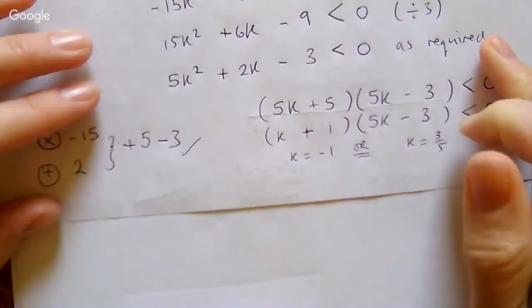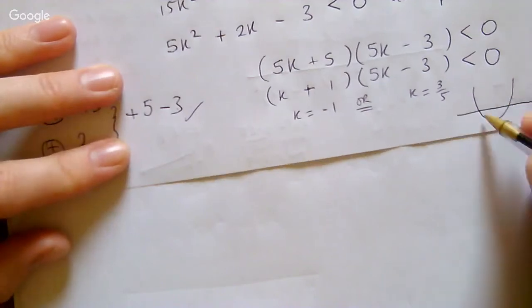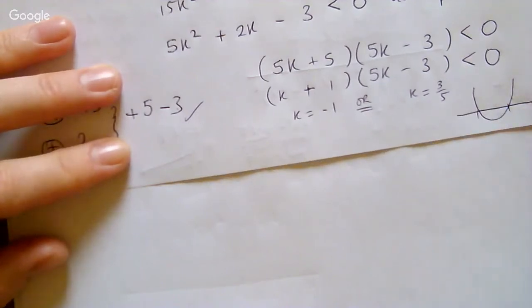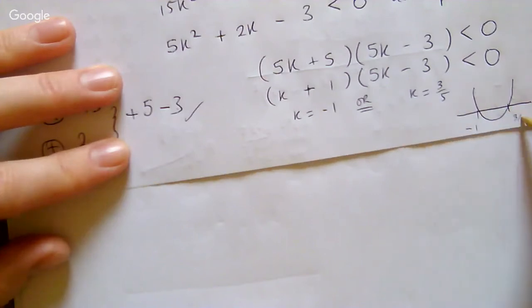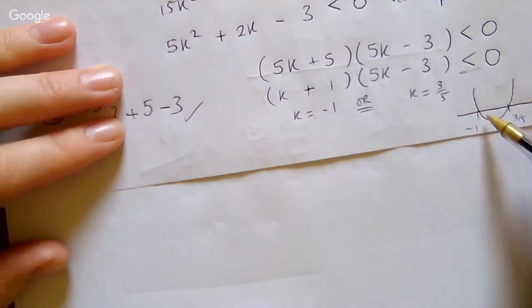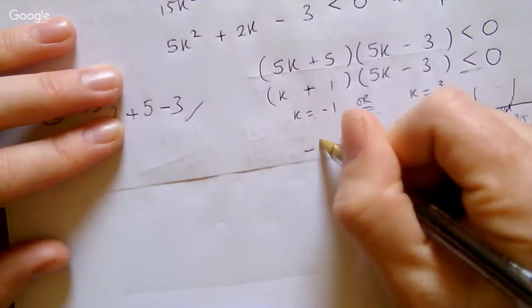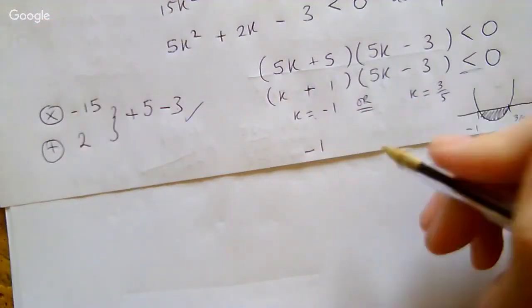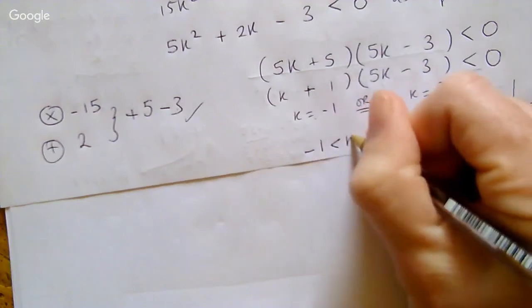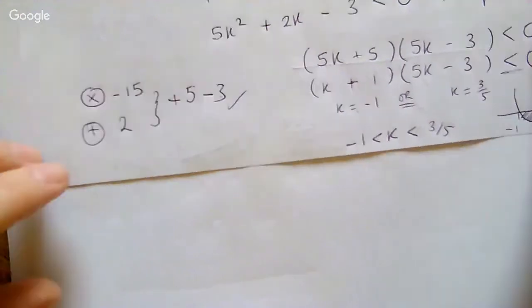Now, what that's telling me is that if I had a graph, like a quadratic, like that, I now know what those two intersections are on the axes. One is minus 1, and the other one is 3/5. These two answers from here and here. Now, I'm interested in where that is less than 0, and it's less than 0 where those two are joined up. So what I'd say is that the solutions, what does it say, the range of values for k would be minus 1 is less than k is less than 3/5. Okay?